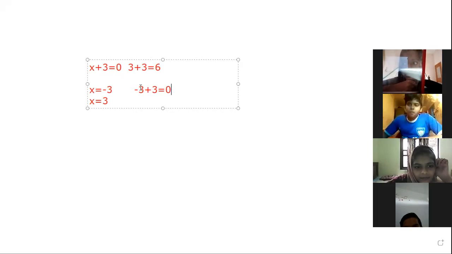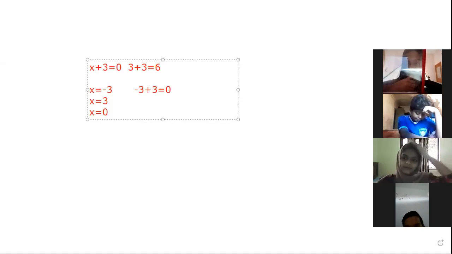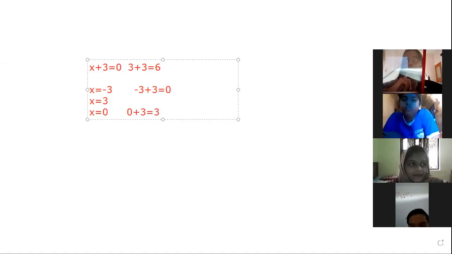Some such cases are given for you in your textbook. The third case is x is equal to 0. In the place of x, we have replaced 0. Then what happens? 0 plus 3. What is the value of 0 plus 3? 3. 3 is not equal to 0. So x equal to 0 is not satisfying. Okay.